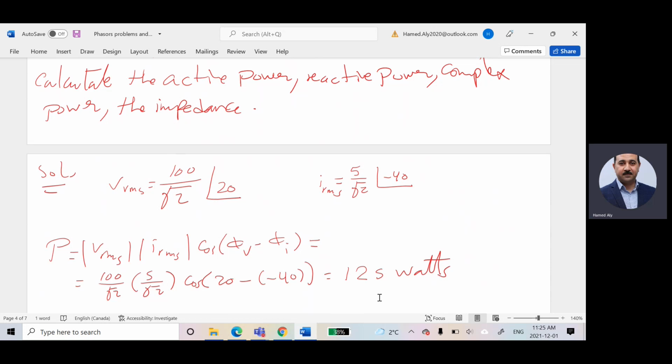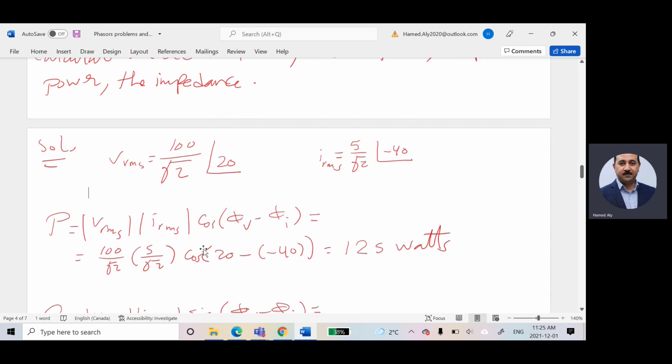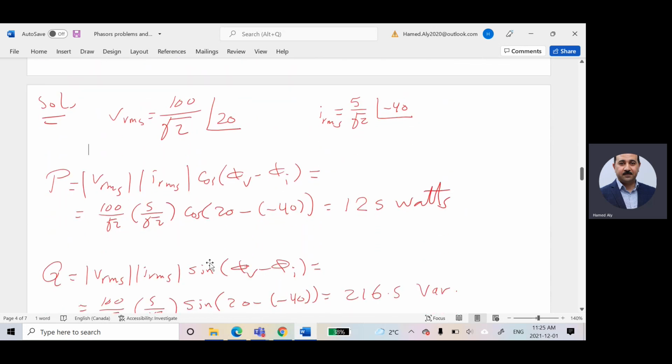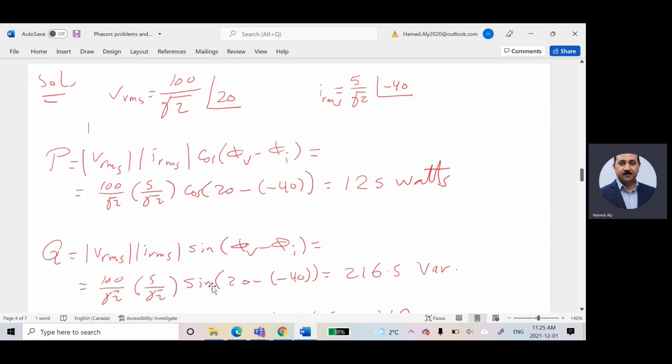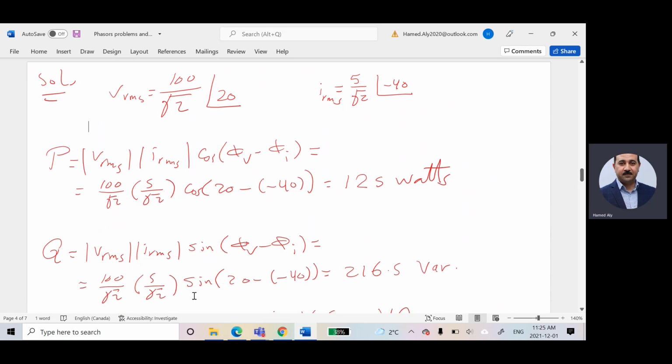Okay, good. Now, let us talk about Q. How to find the Q? It's similar to P. What is the difference? Instead of using cosine, I'm going to use sine. I'm going to repeat the same equation, but instead of cosine, I will put sine. So VI times sine. Then I will find sine of this guy multiplied by 250. It gave me 216.5. Then he asked me about S.